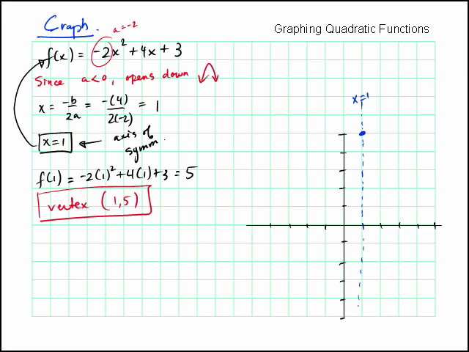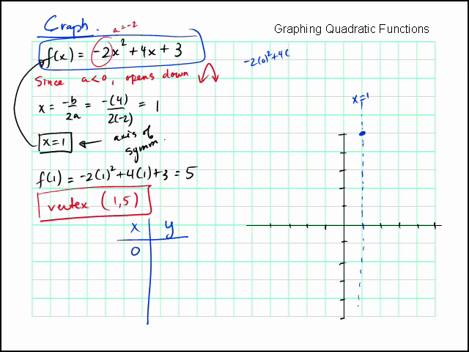And now we're going to plot some points. So I'm going to make a table of points, x and y. And I always like to start with 0. If x is 0, I'm going to plug 0 in here for x. I'll do my scratch work up here. That would be negative 2 times 0 squared plus 4 times 0 plus 3. That's just going to be 3. So our parabola goes through the ordered pair 0, 3.